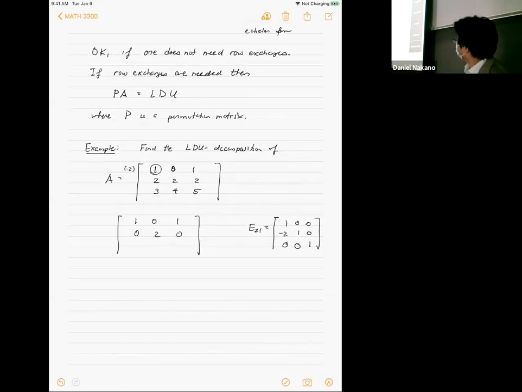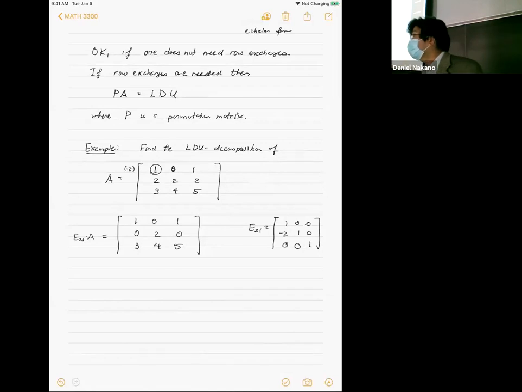All right, everyone okay with that so far? And of course, we keep the third row the same. Okay. So this matrix that we have obtained is E21 times A. Oh, let's just put that down. This is E21 times A. Everyone all right with that?